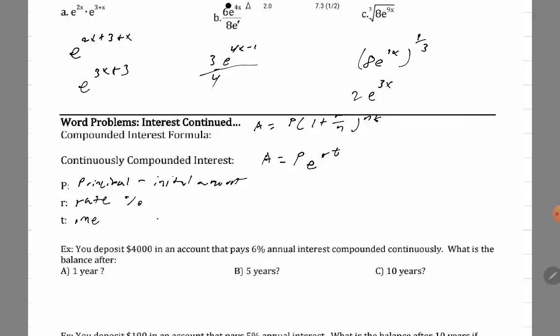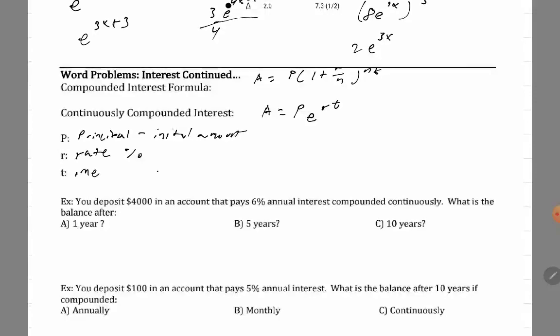In your calculators, there's actually an e button. It's usually above the LN button, usually on the left side of your calculator. You can find it there. There is a function there.